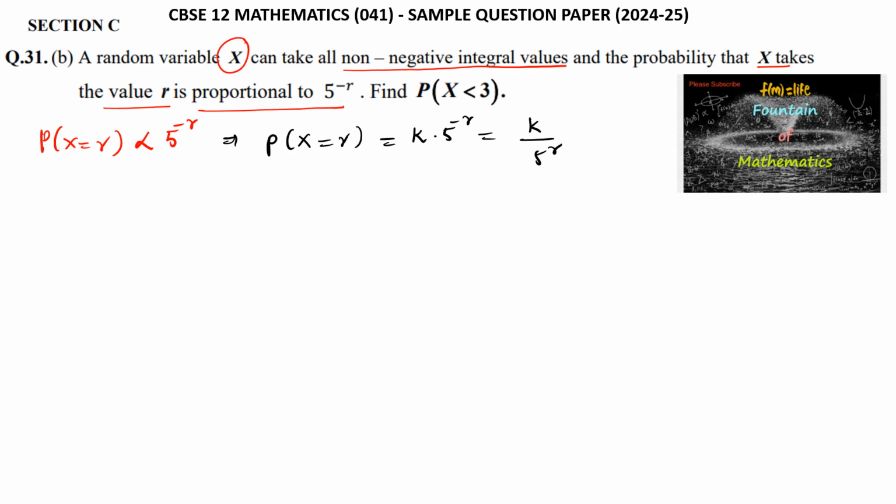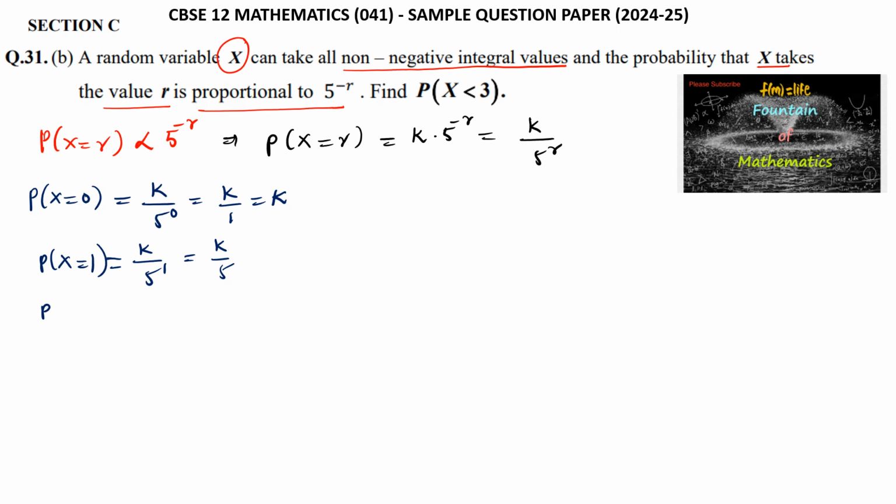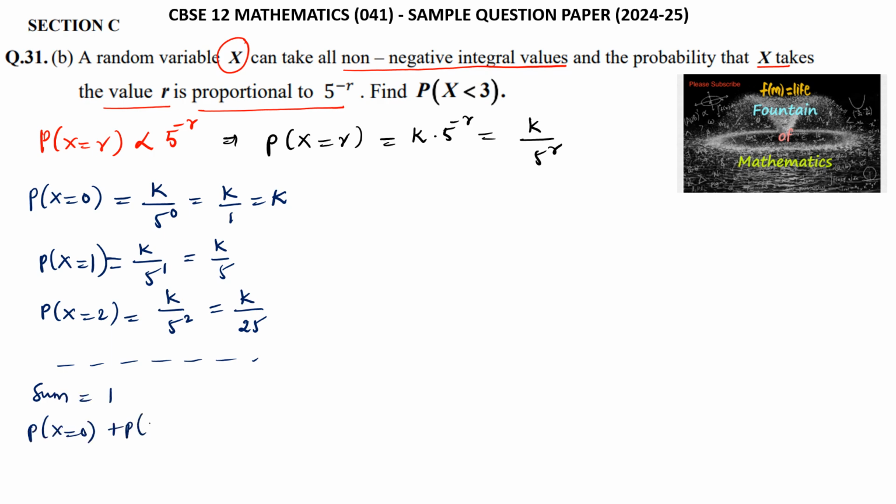So let's write here probability at x is equal to 0, we can write k divided by 5 to the power 0, that is k upon 1, which is equal to k, and probability at x is equal to 1 is equal to k divided by 5 to the power 1, that is k by 5, and probability at x is equal to 2 is equal to k divided by 5 square, that is k by 25, and so on we can find. And since we know that the sum of the probabilities is equal to 1, we can write p at x is equal to 0, probability at x is equal to 1, p at x is equal to 2, and so on, which is equal to 1.